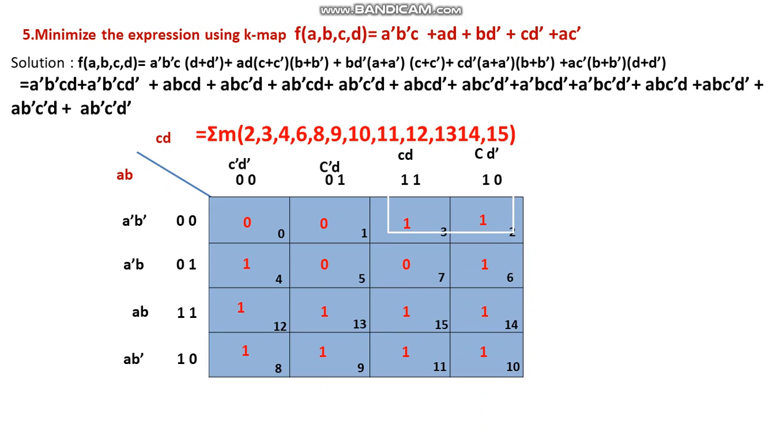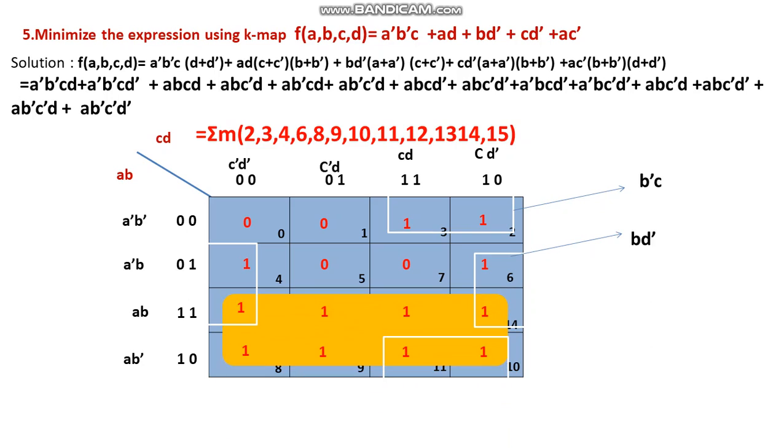So we'll have one quad here, that is 3, 2, 11, 10. Okay, then we have another quad 4, 12, 6, 14. Right? Then we have an octet, right? So where you have an octet 8, 9, 10, 11, 12, 13, 14, 15 is an octet.